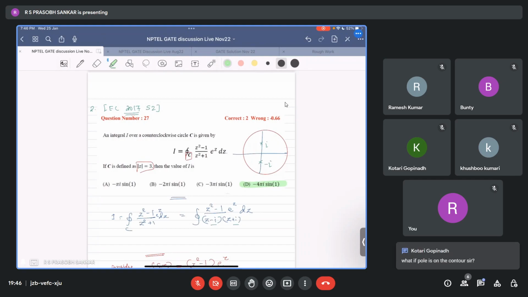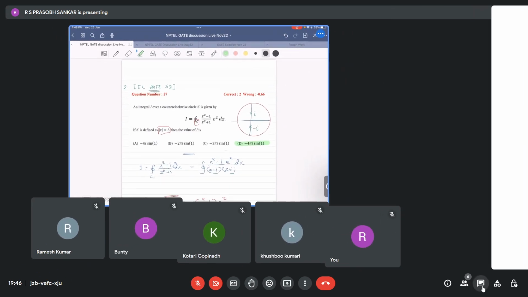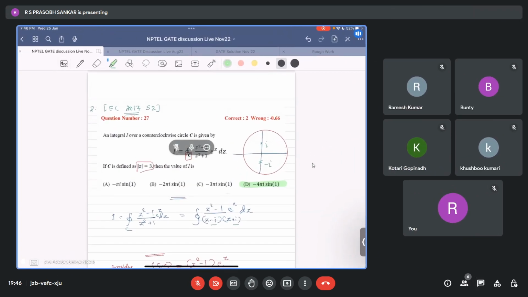I think maybe we can do one more question. What if the pole is on the contour? That part I need to think about. From the GATE point of view, I have not seen a question with a pole on the contour, and from a complex analysis point of view, I am not very sure. Things get sticky when it's exactly on the pole. Most likely we will not be able to do the integration, because at some point the function value on the integral path becomes infinity, so it's either not defined or something of that sort.